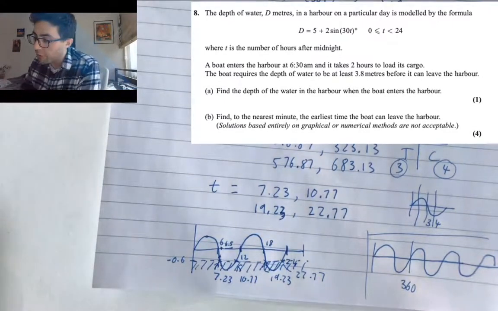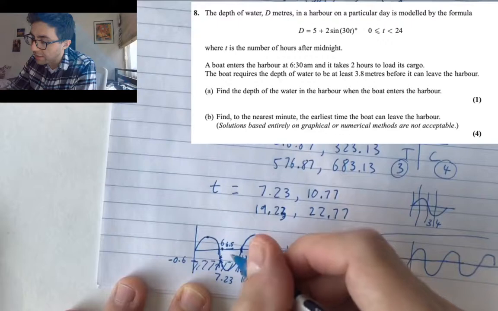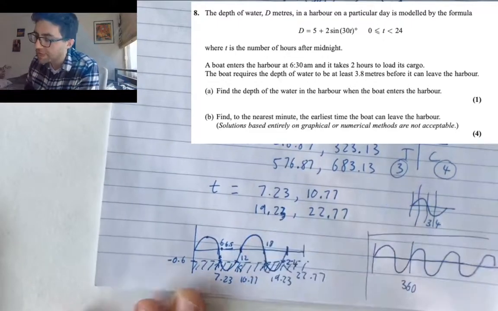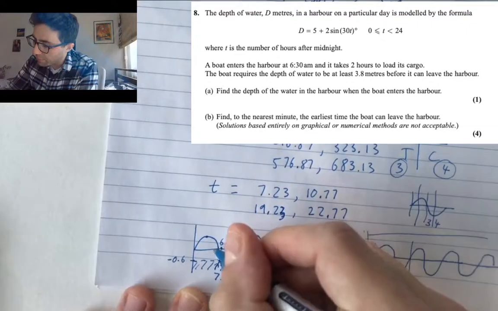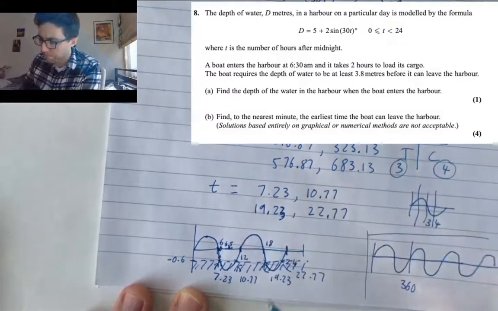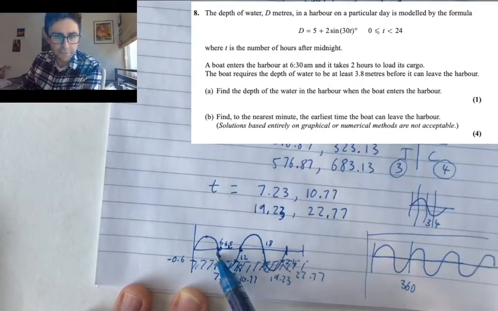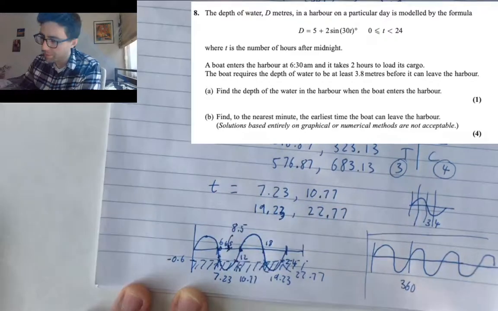Anyway, therefore, nothing can be earlier. The earliest it could possibly leave is 8.5. And on our graph, this was meant to be 6, and that's meant to be 12, so 8.5 is somewhere in the middle here. Getting a bit messy, my little diagram, but somewhere there.